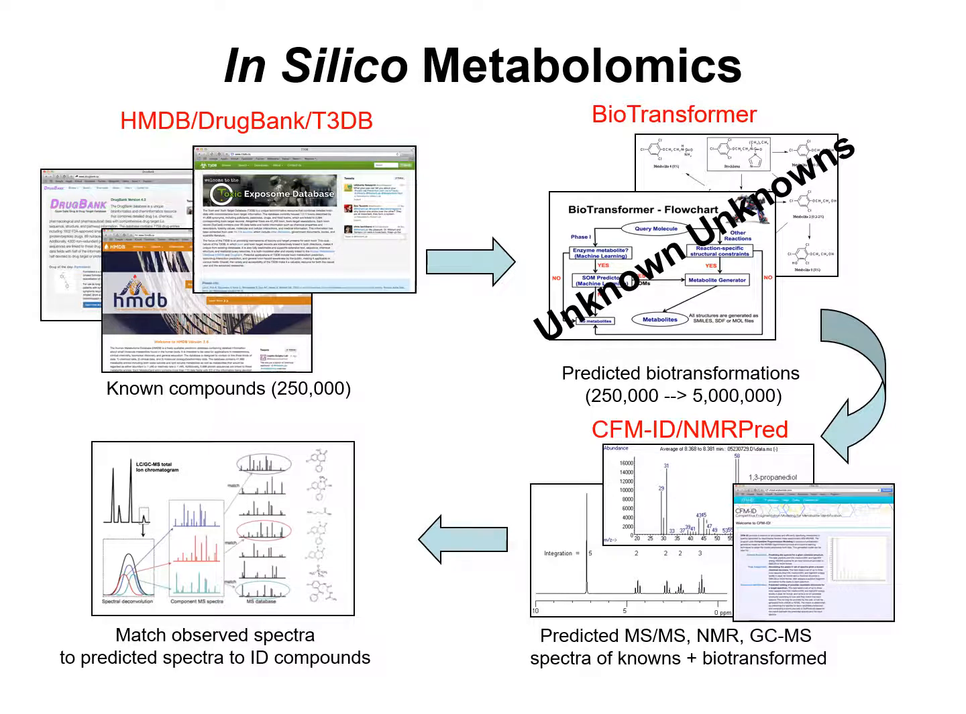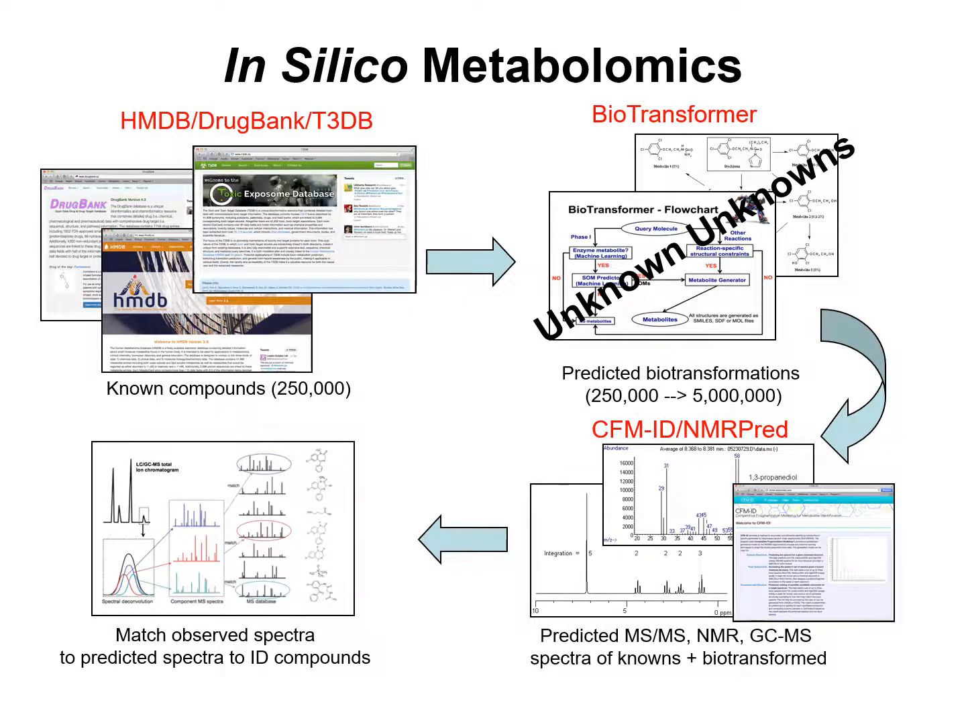So we might calculate their NMR spectra, their tandem mass spectra, their EIMS spectra, their collisional cross-section, all the things that we can measure. So in doing this, we're able to create a large virtual in silico database of not only compound structures, but also reference spectra.